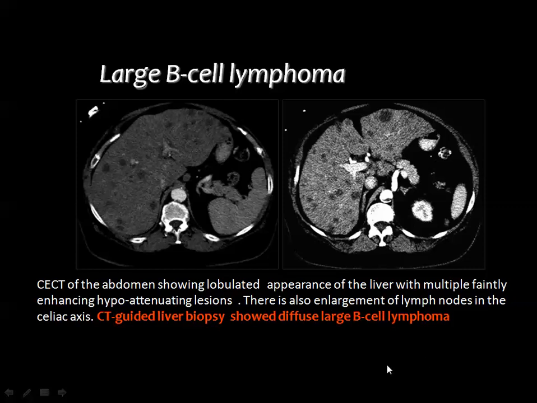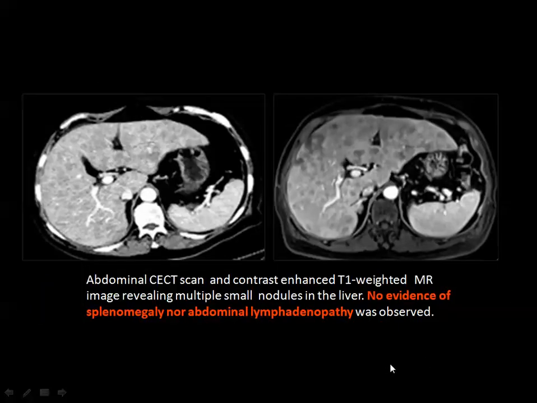And this is an example of multiple hepatic focal lesions by CT and by MRI. The spleen is normal and there is no lymphadenopathy in the scanned area. Then the differential diagnosis will include metastatic disease and hepatocellular carcinoma, and you need the help of biopsy.